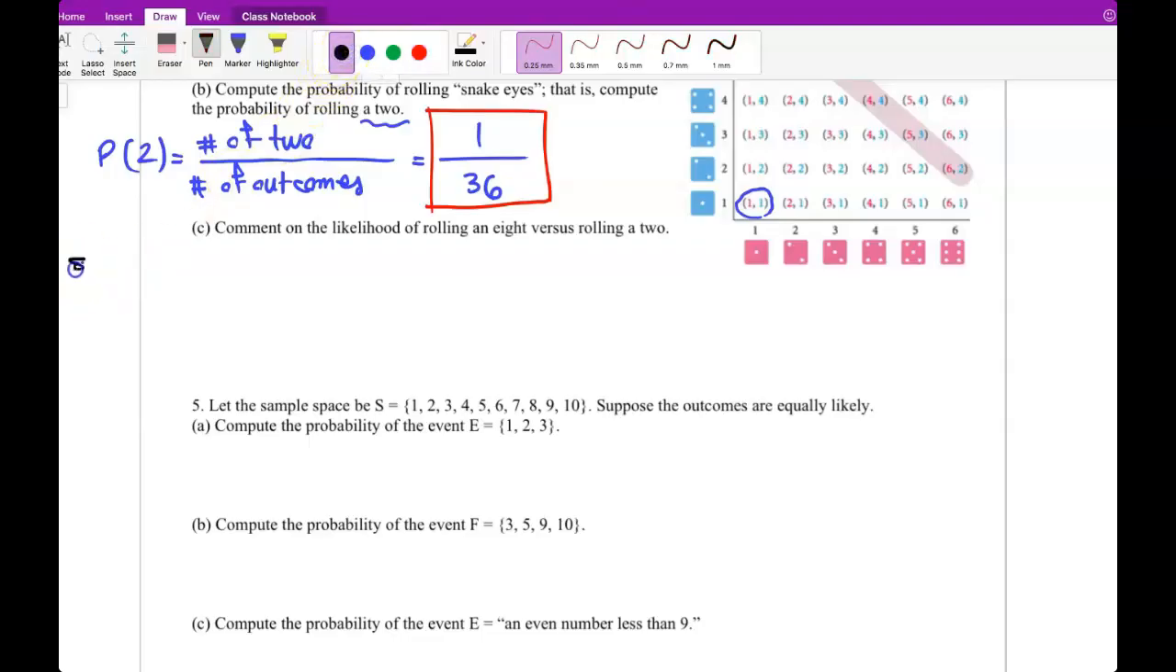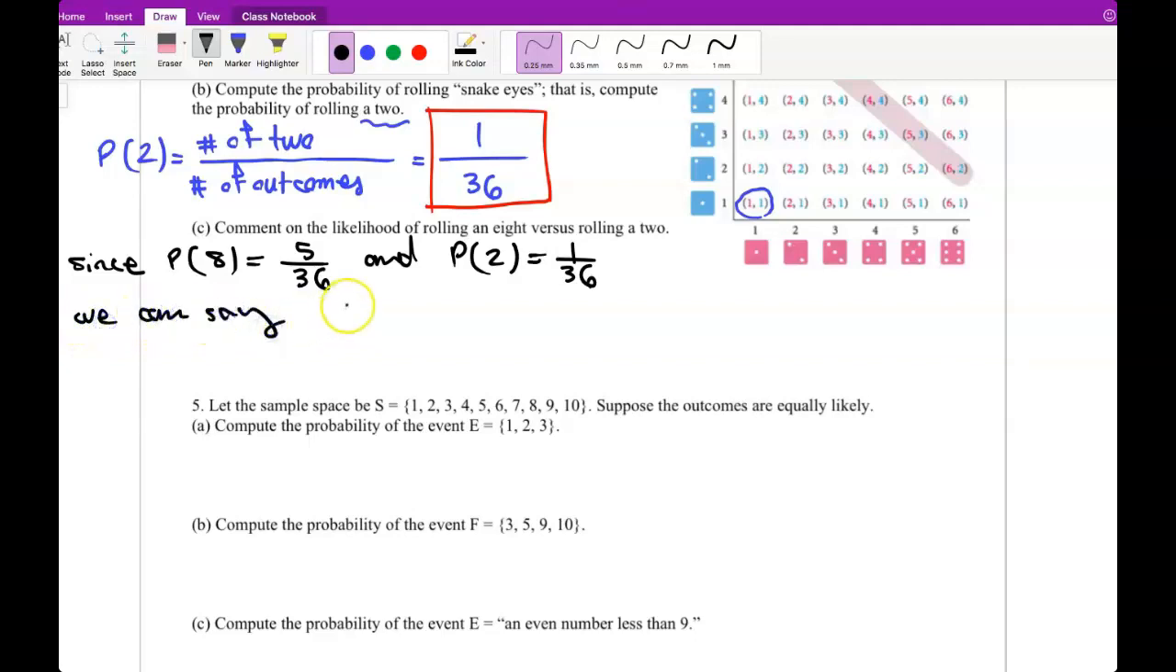So since the probability of 8 is 5 divided by 36, and the probability of 2 is 1 over 36, we can say that it is 5 times.